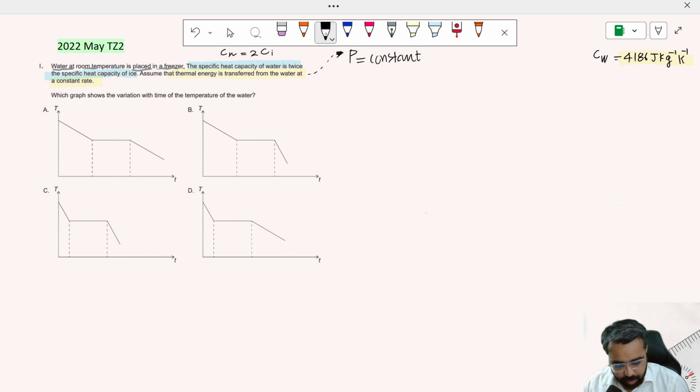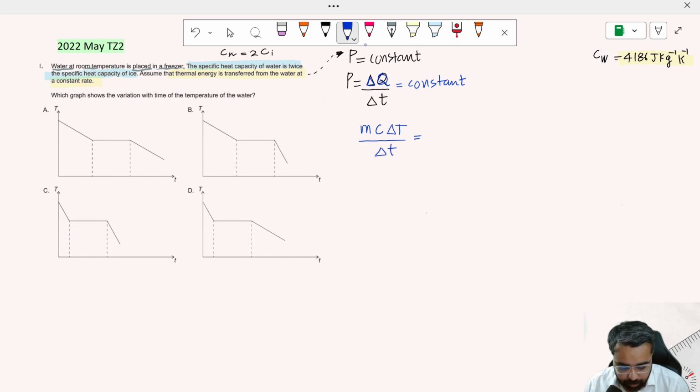So if the power is constant, the power equals the rate at which thermal energy leaves the water, delta Q over delta T. This is the rate at which thermal energy is drawn from the substance. This is the power, and according to the question, it is constant. If we open this further, because the thermal energy is mc delta T when the temperature is changing, this equals a constant.